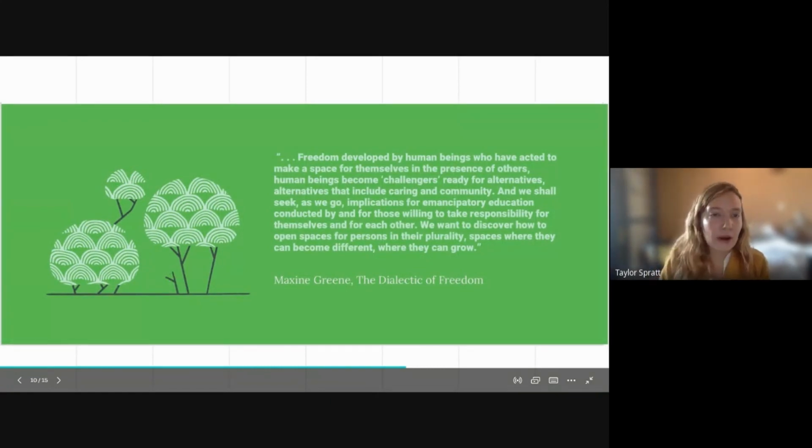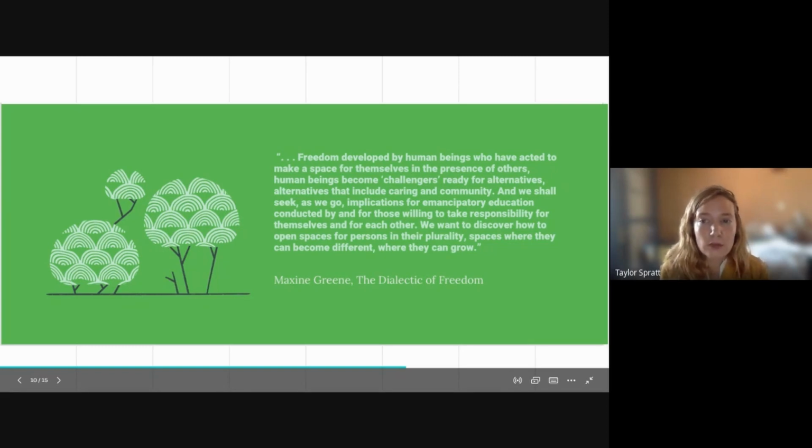This is a quote from Maxine Greene, who is now passed on. She was a professor at the Teachers College in Columbia University in New York, who wrote a lot about these themes, and I really, really recommend her book, Dialectic of Freedom. And I just want to offer this quote to our conversation today.